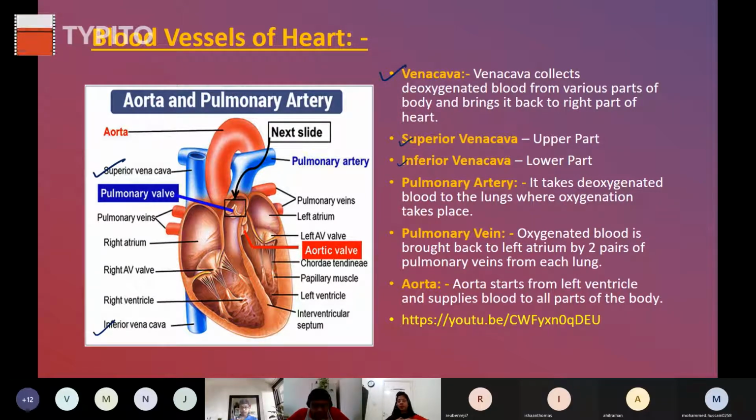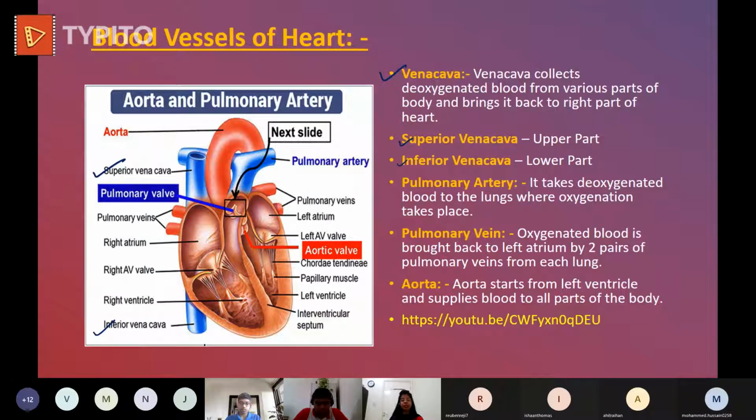Inferior vena cava means the lower part of the body. Lower part means starting from the heart downward. What are the lower parts? The abdomen, meaning the tummy area, your thighs, your legs. So that is the lower part of the body. The lower part of the body will bring the carbon dioxide rich blood, and that will be given to the heart by the inferior vena cava.